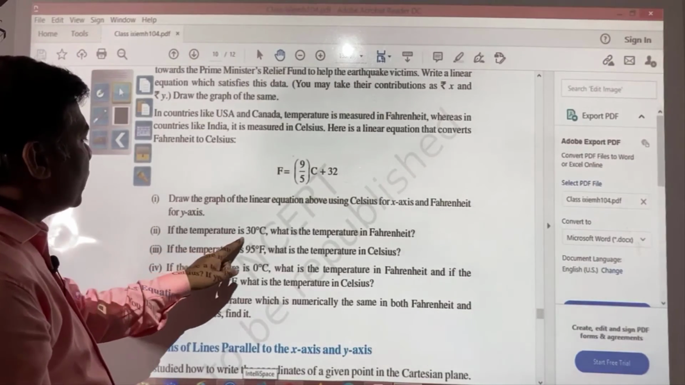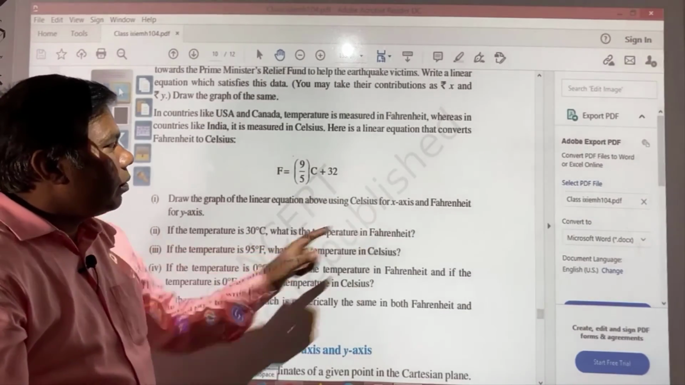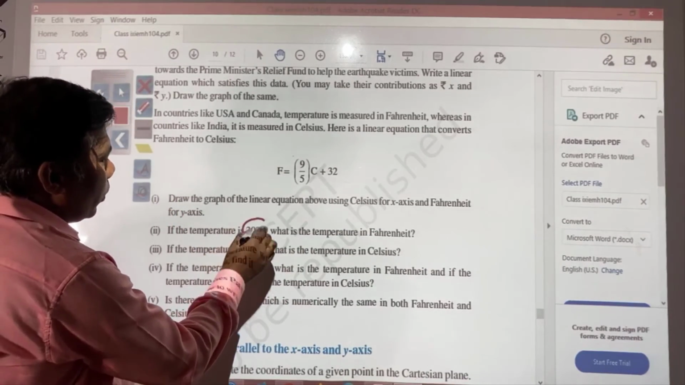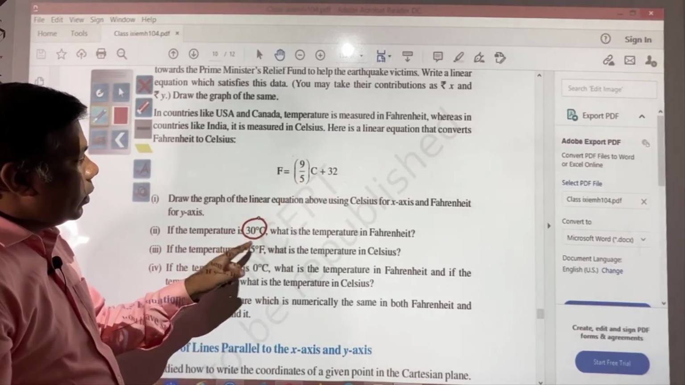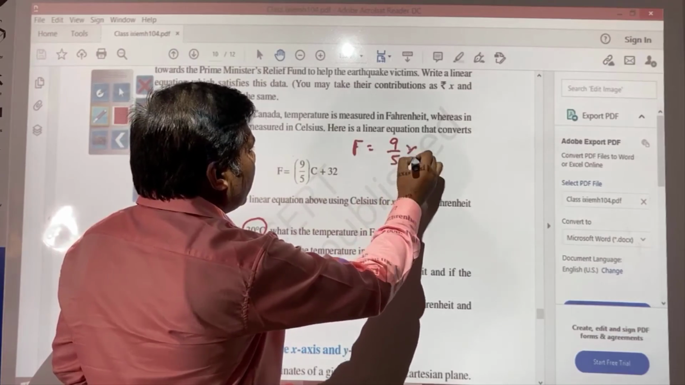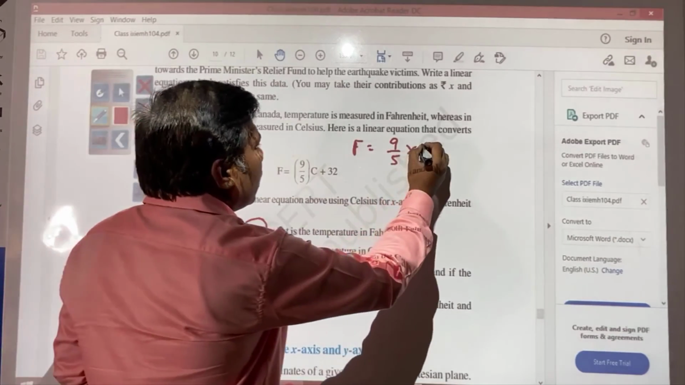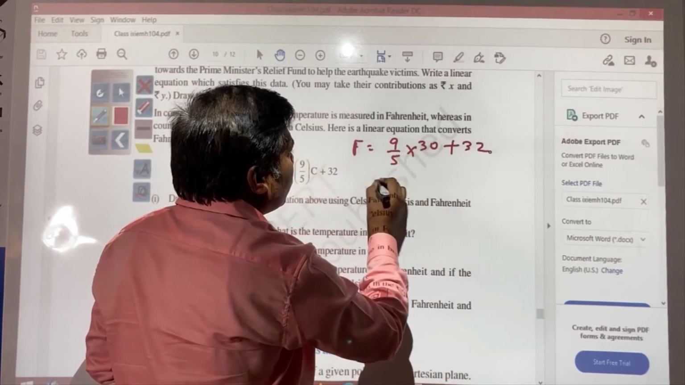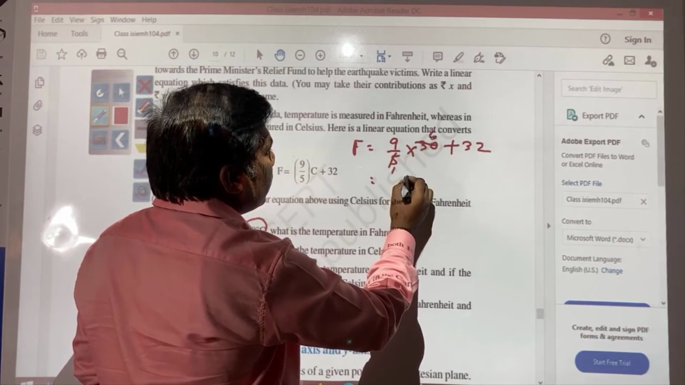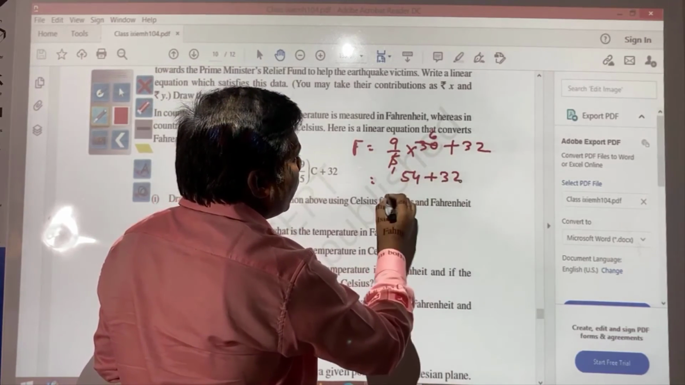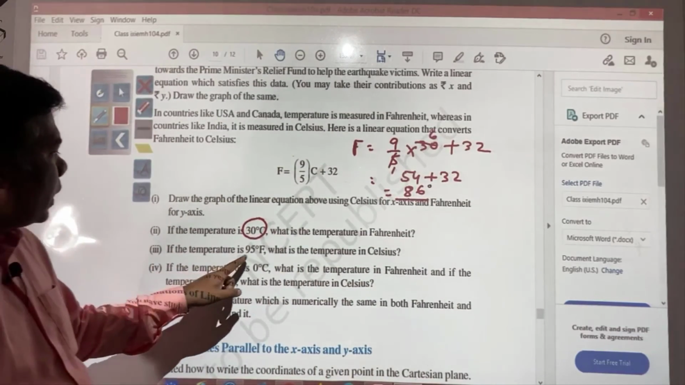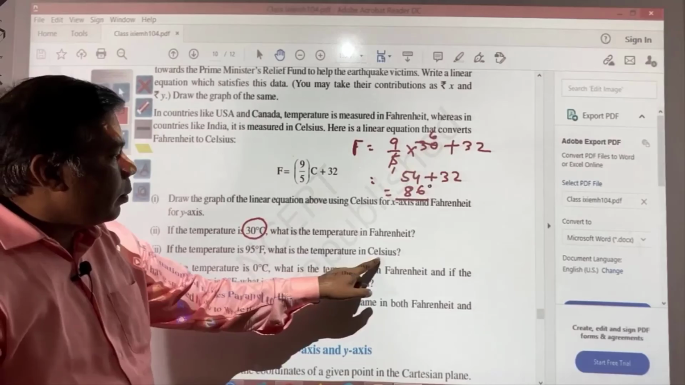If the temperature is 30 degrees Celsius, what is the temperature in Fahrenheit? It is easy. You need to put the value over here and find out Fahrenheit. F is equal to 9 by 5 into 30 plus 32. So 5 sixes are 30, and 9 sixes are 54, plus 32, it means 86. So 86 degrees Fahrenheit.